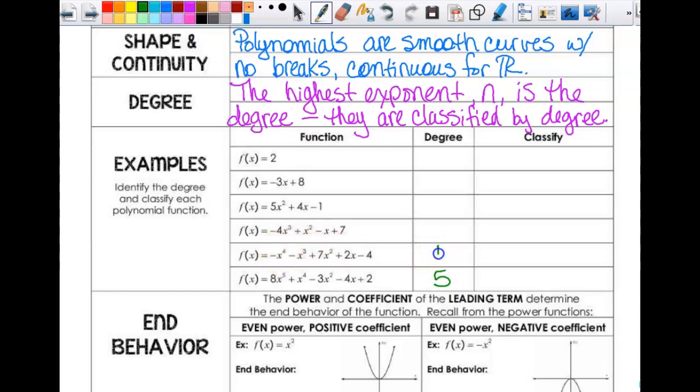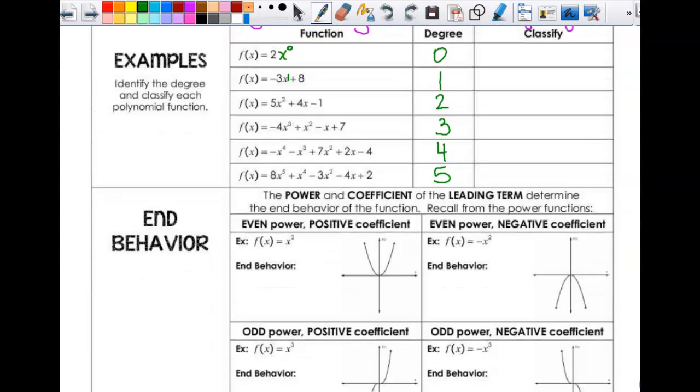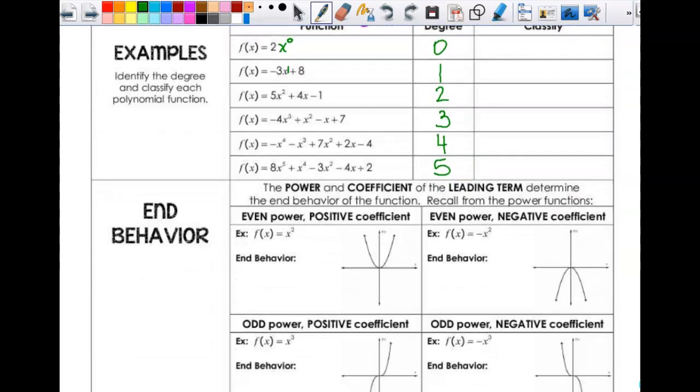The degree here is 4, 3, 2. This degree is 1, because we don't put a 1 there on the x normally, but it is there. This degree is 0, because this could be 2 times x to the 0 power, and anything to the 0 power is 1. Okay. So then when we classify them, when you have x to the 0 power, or it's like just f of x equals 2, that is your constant function.